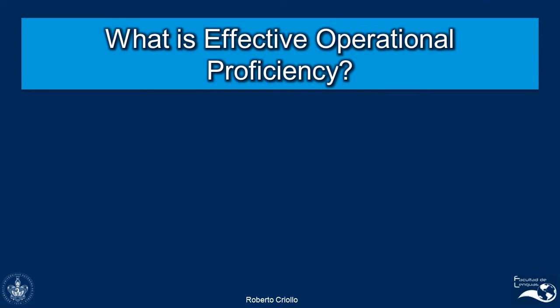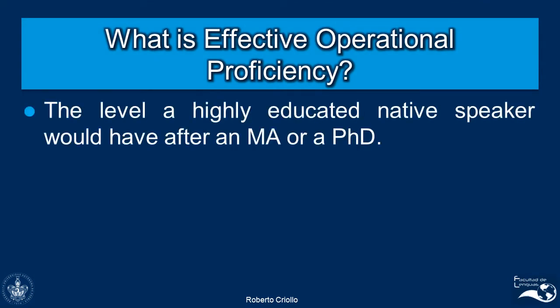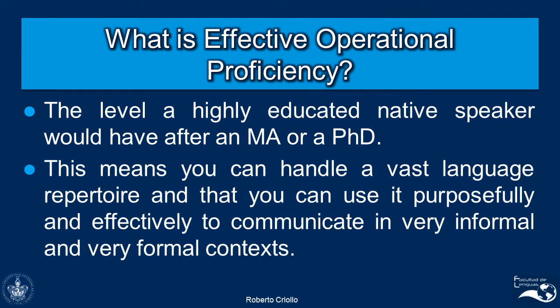Summarizing, effective operational proficiency is the level that a highly educated native speaker will have after completing a master's or a PhD. In other words, the person can handle a vast language repertoire, and he or she can use it purposefully and effectively to communicate in very informal and very formal contexts.